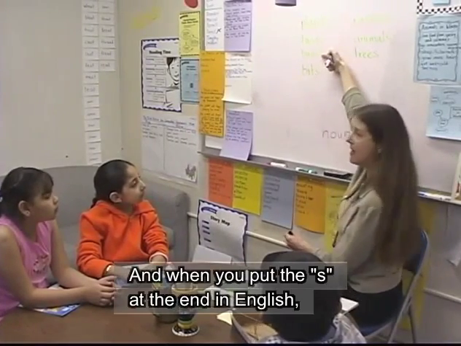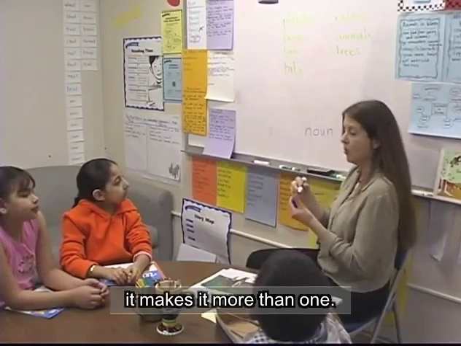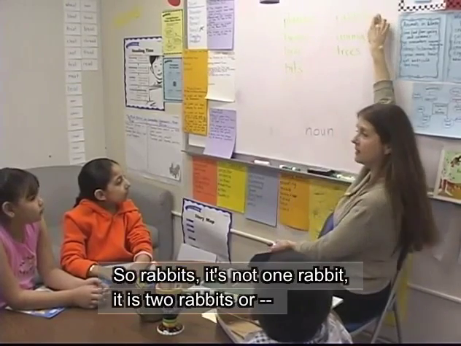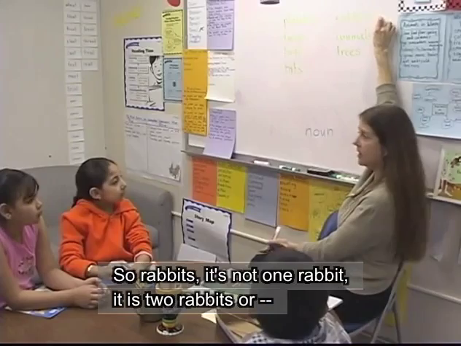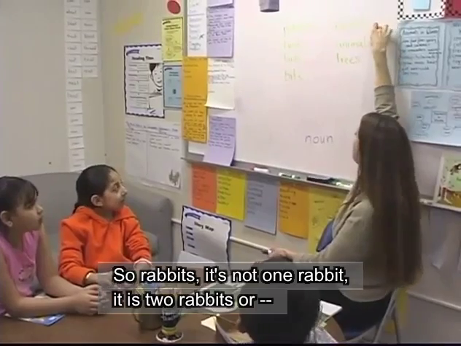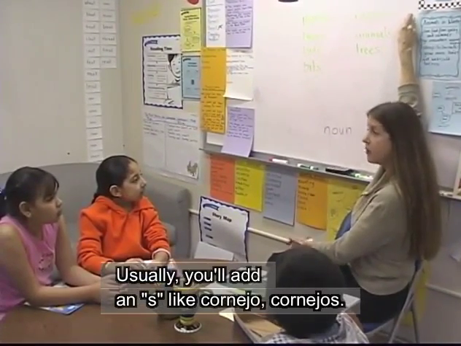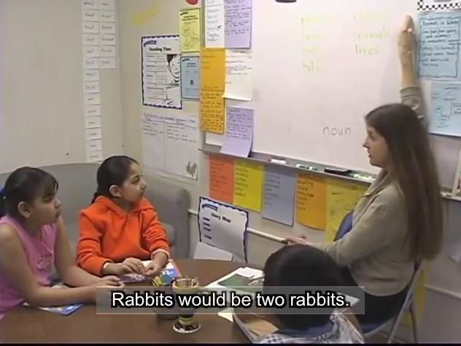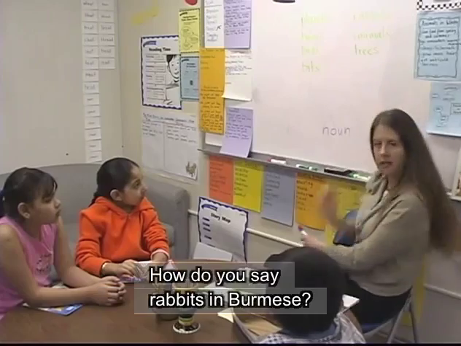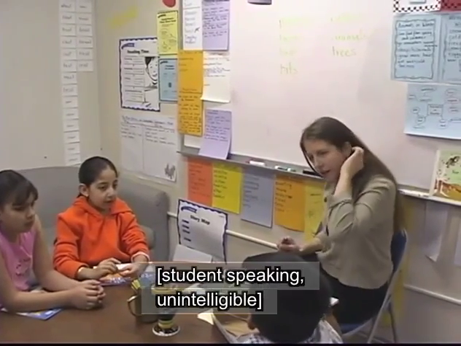And when you put the S at the end in English, it makes it more than one. So rabbits, it's not one rabbit, it is two rabbits. It's the same in Spanish. Usually you'll add an S, like conejo, conejos would be two rabbits. How do you say rabbits in Burmese? Rabbit.